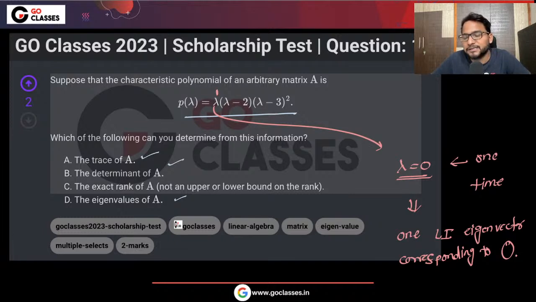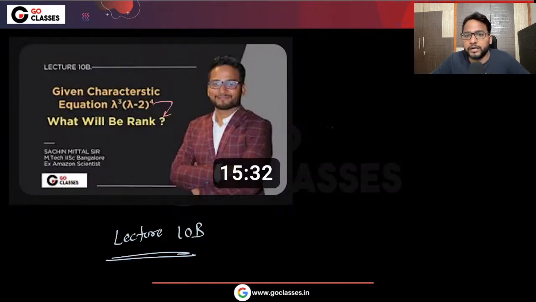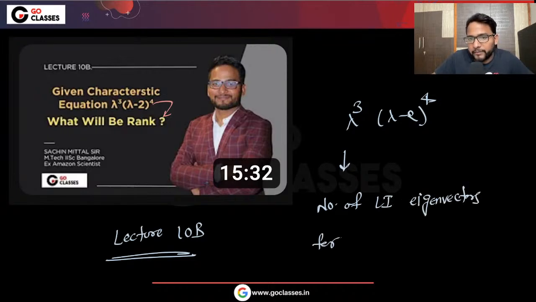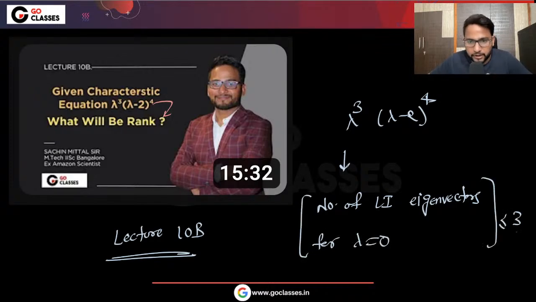And hence, since there is just one eigenvector corresponding to 0, it is just repeating one time. If it is repeating 2 times, then we don't know, and you can see that particular lecture here. Let's suppose it is repeating 2 times or maybe 3 times, as in this thumbnail. If it is repeating 3 times, then the number of linearly independent eigenvectors for lambda equal to 0, you don't know basically. It will be less than or equal to 3.